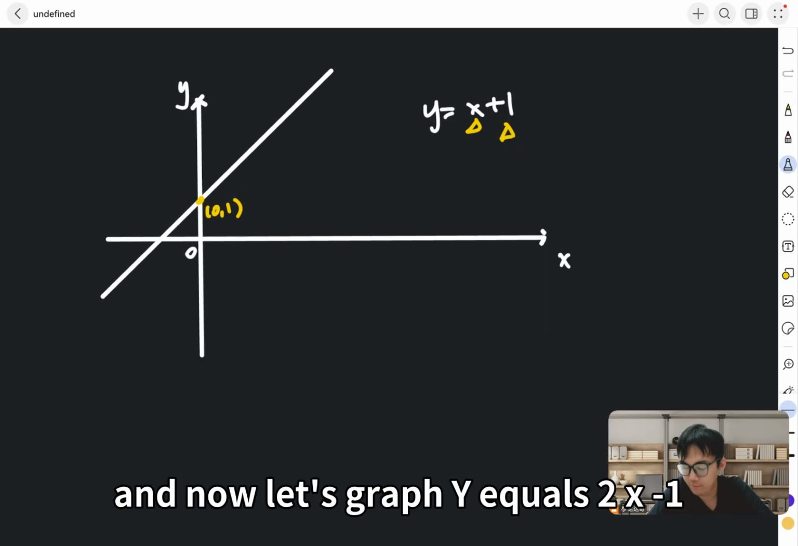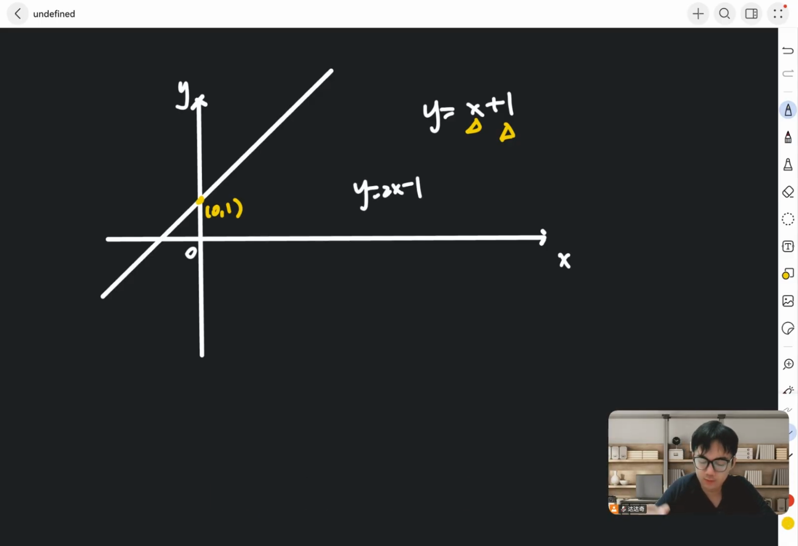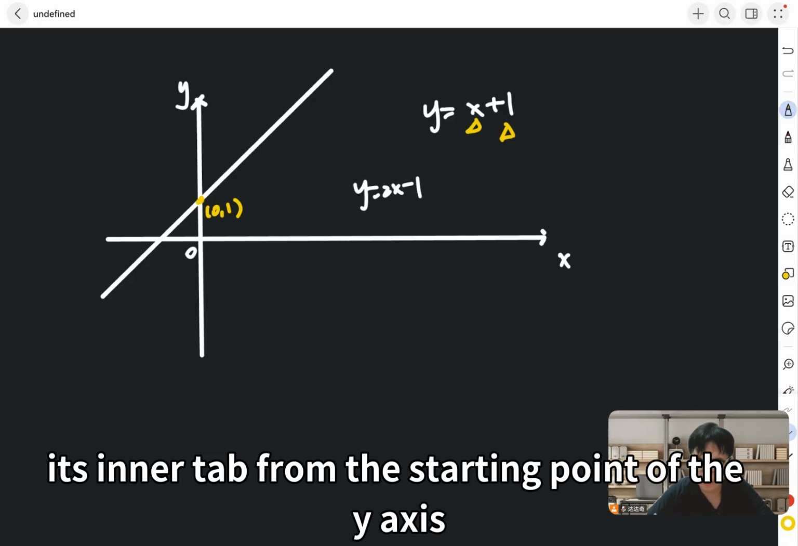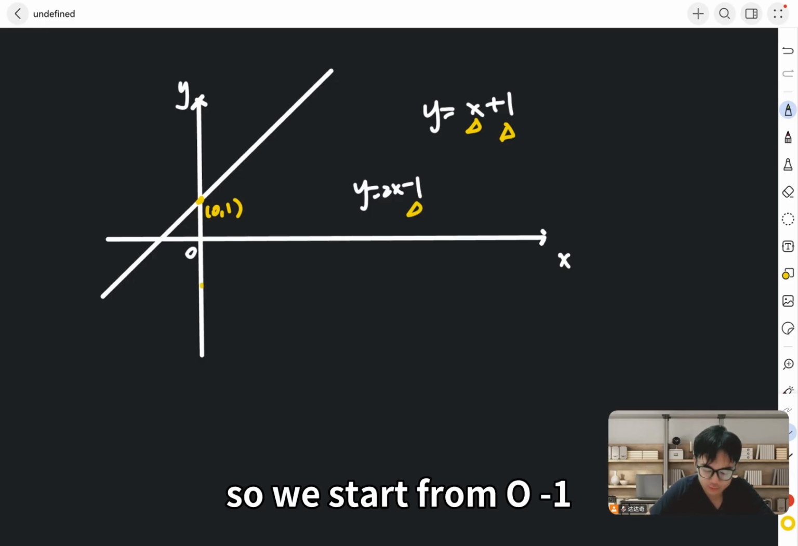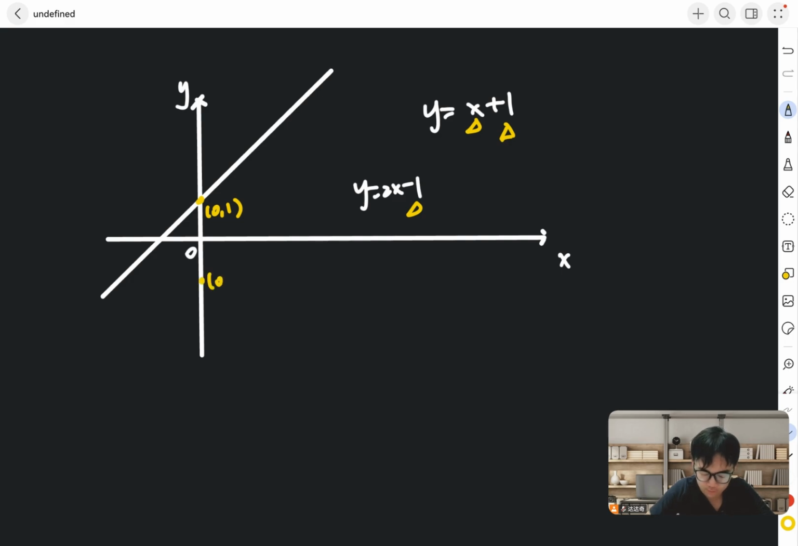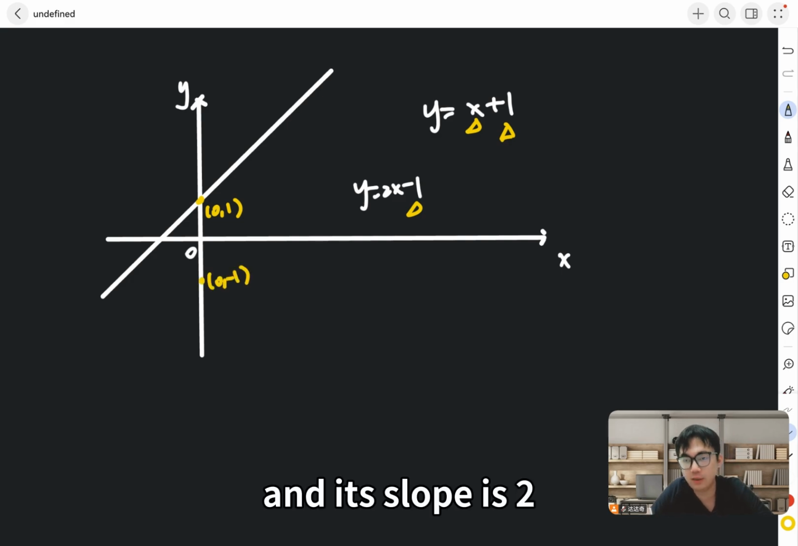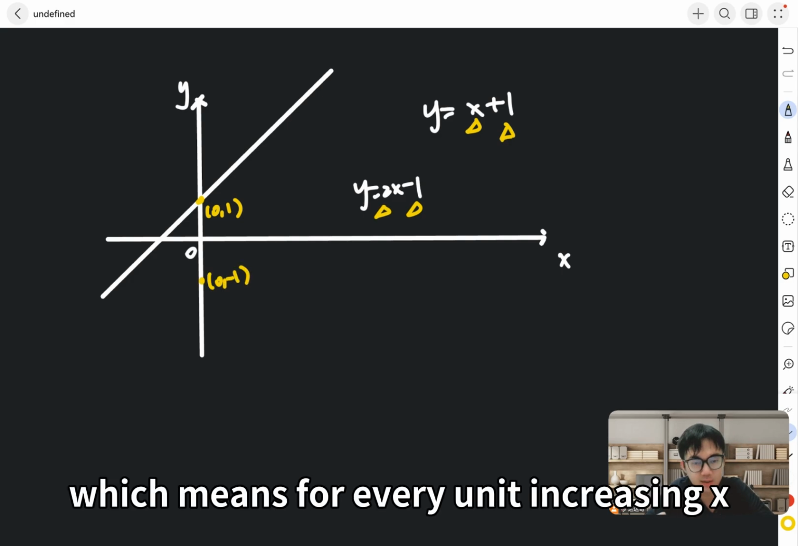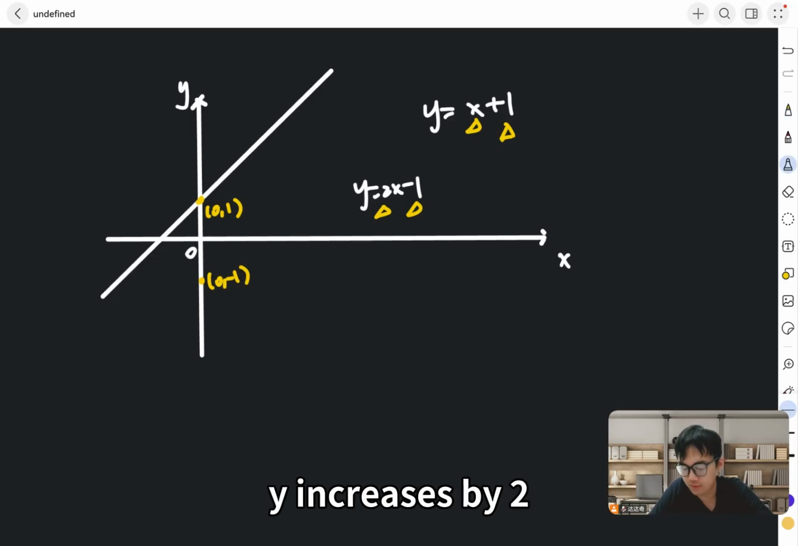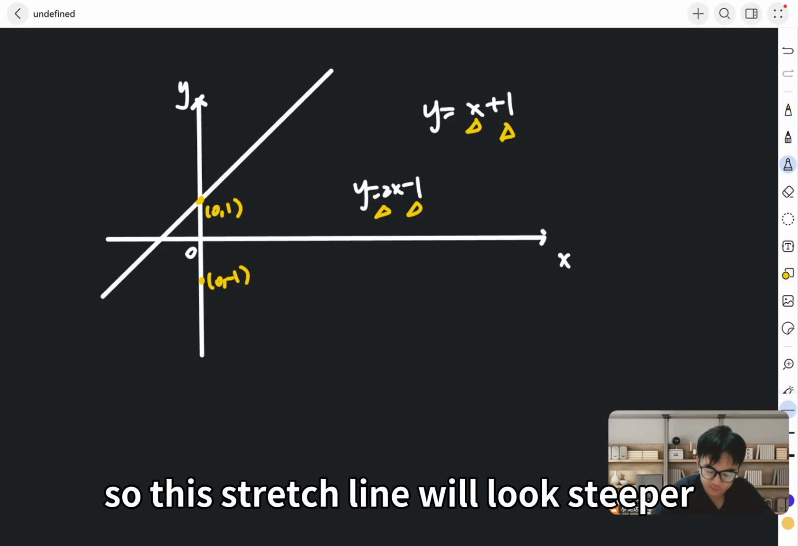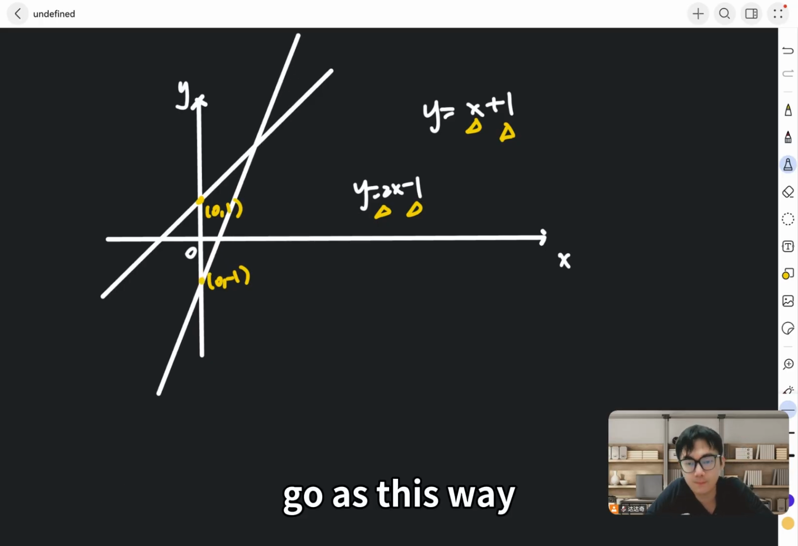Now let's graph y equals 2x minus 1. Still we start from its intercept, the starting point on the y-axis, so it starts from (0, negative 1). Its slope is 2, which means for every unit increase in x, y increases by 2. So this straight line will look steeper, going this way.